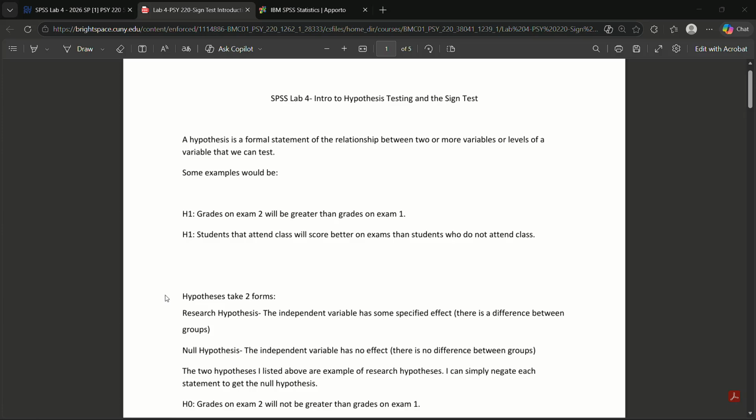So for this example, we're going to look at the grades.save file. And the hypothesis we're testing, for example, would be grades on exam 2 would be greater than grades on exam 1. Or students that attend class will score better on the exams than students who don't attend class. So once again, this is looking at a before and after situation, right? The same students are taking exam 2 and then they took exam 1 previously. And is there a difference?